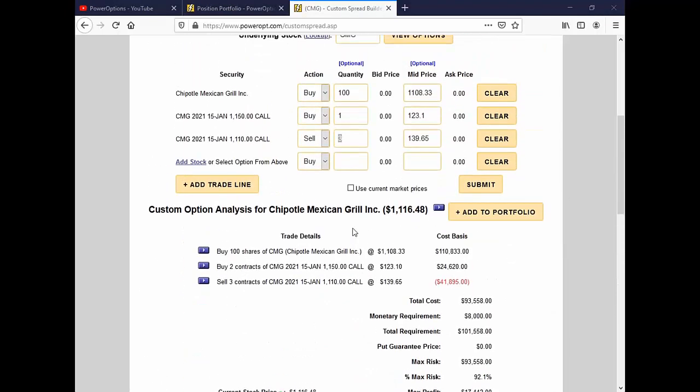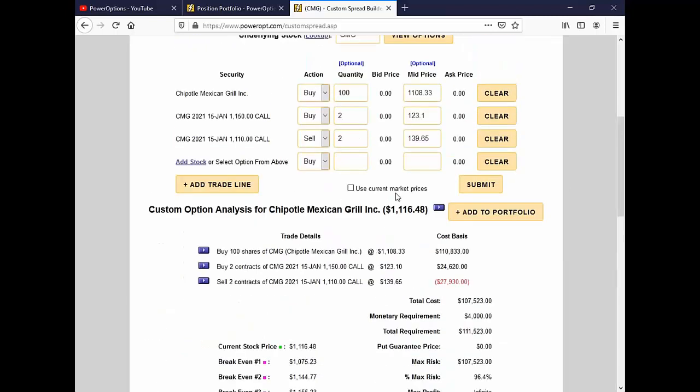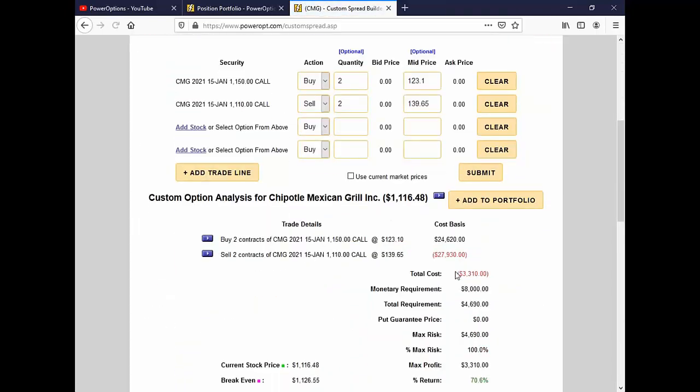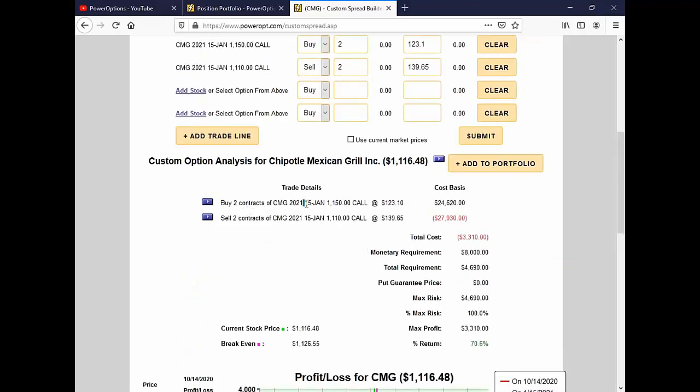Dan says, what is this strategy called? Now, this one, when I added the second one in, what it really boils down to, let's take this off and take this to 2, okay? What this really is, oh, no, I'm sorry, let me clear out the stock. My apologies, Dan. Here we go, one last thing here. What this really is a bear call credit spread. 2 contracts of selling the 1110 lower strike and buying the 1150.